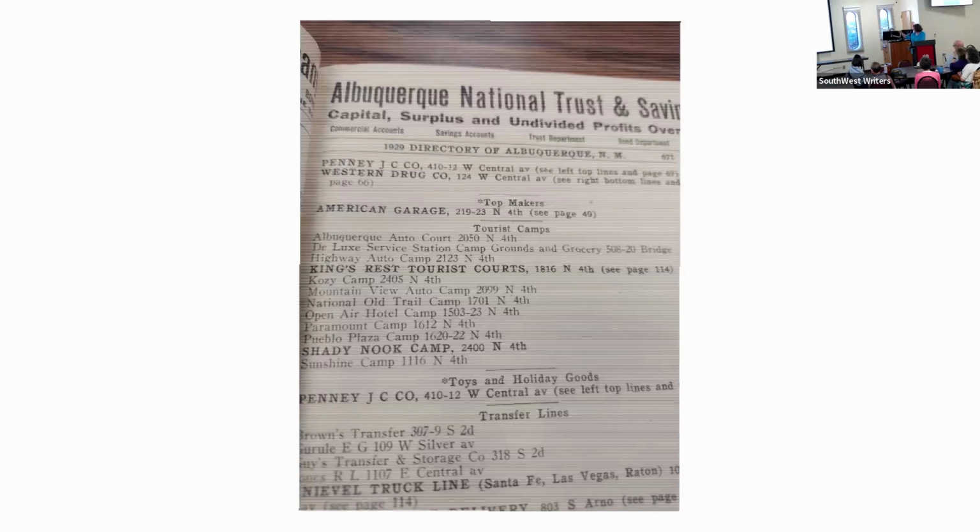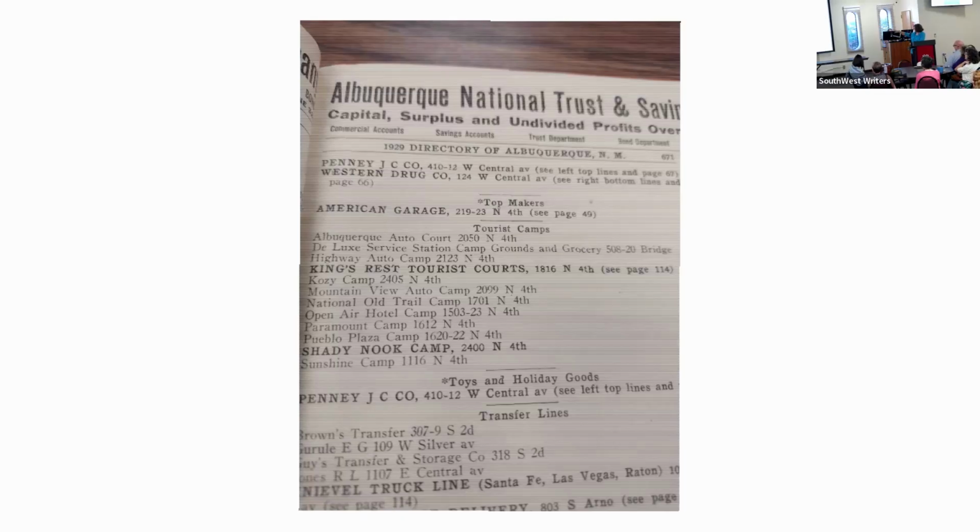Here it is, alphabetically by name, but you can see the addresses and notice that they are all on North 4th. In 1929, that was Route 66. It didn't change until, I never remember if it's '32 or '37, that it cut off through Santa Rosa. In '29, that's Route 66. You can see the names of the places. I picked King's Rest because I like the name, not for any other reason. I'm also intrigued by the deluxe service station, campgrounds, and grocery.